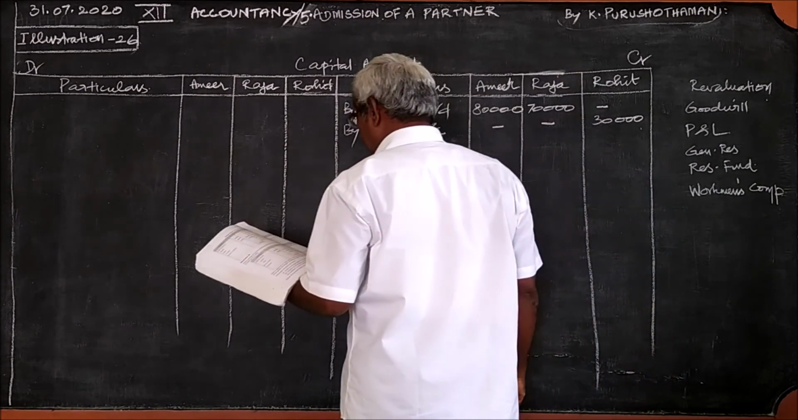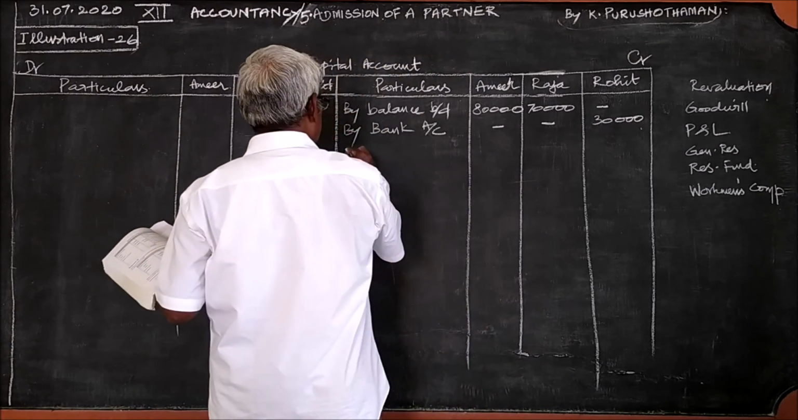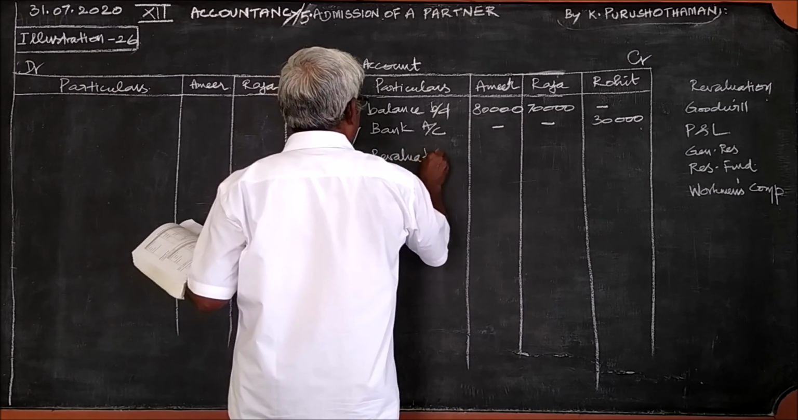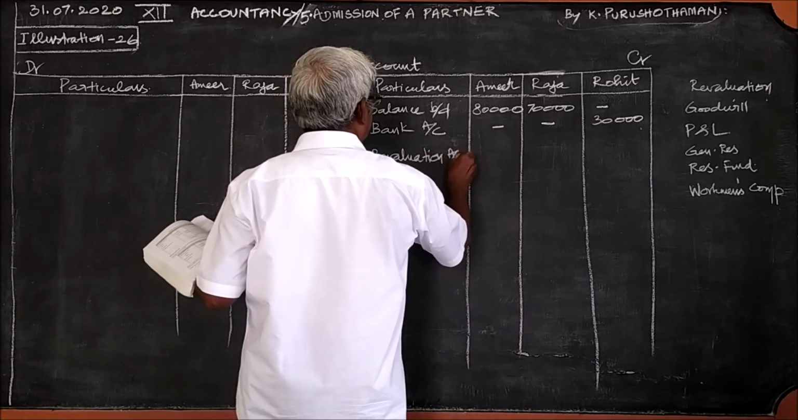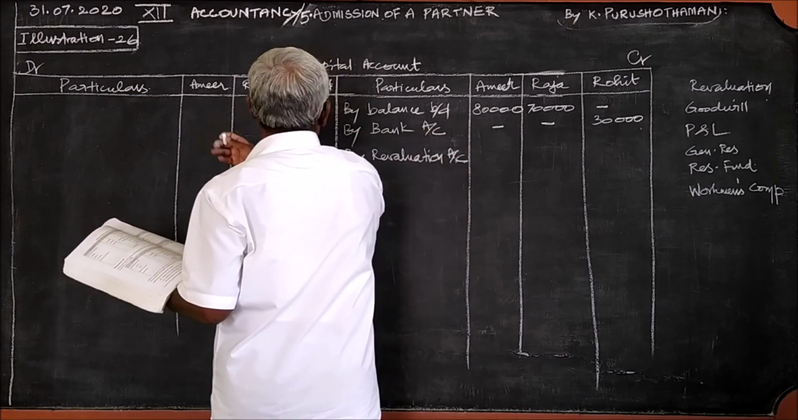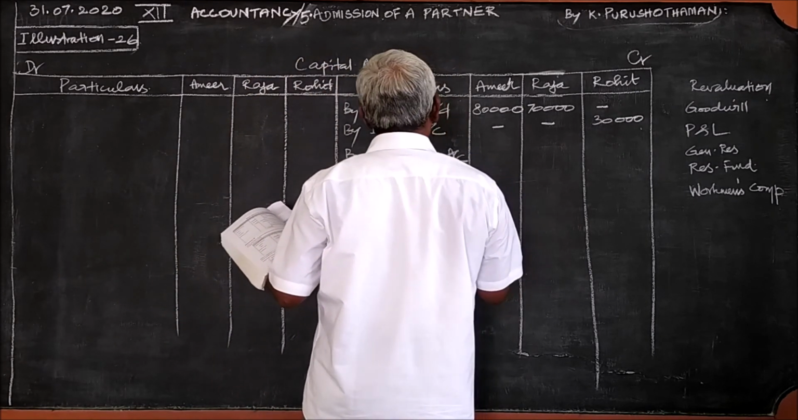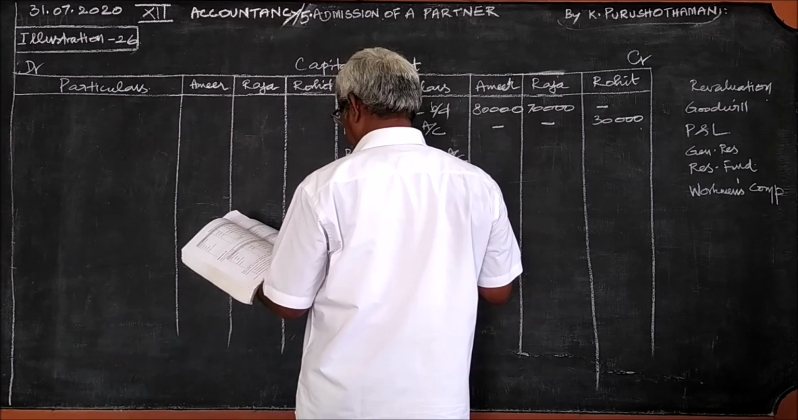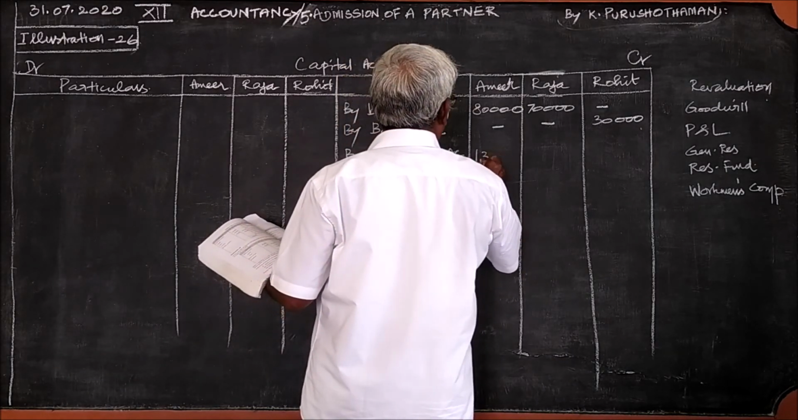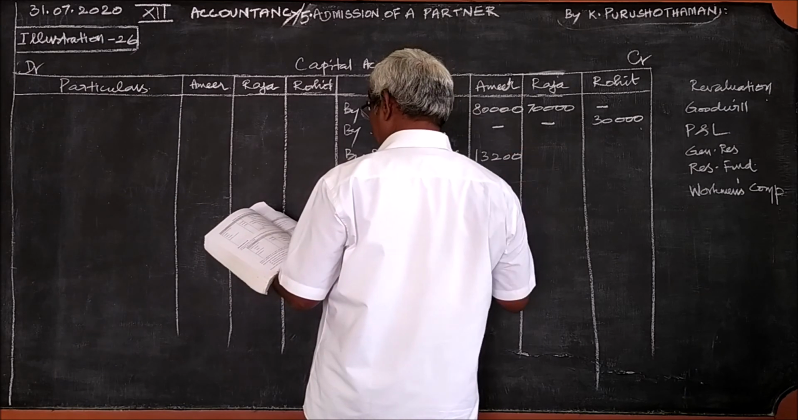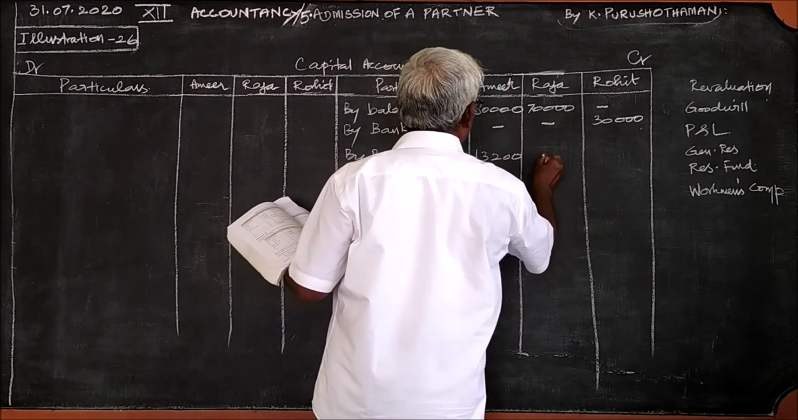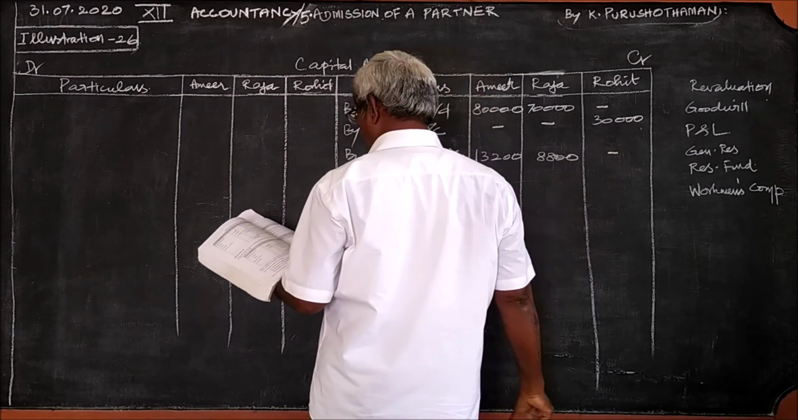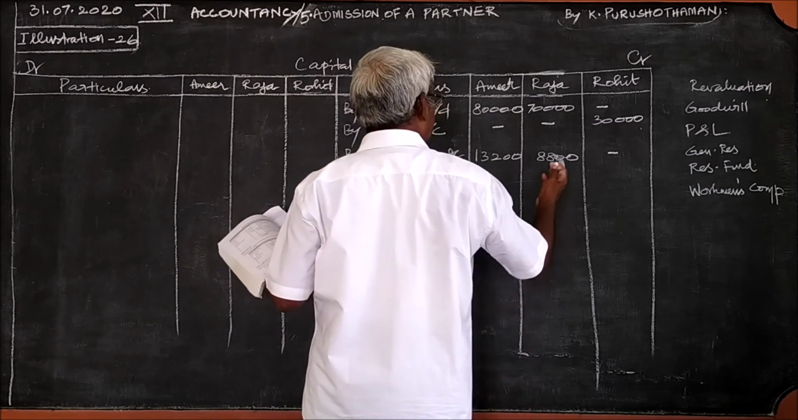So, what is revaluation? By revaluation account, since there is excess profit, we are writing it on the credit side. If there is any loss, we will write it on the debit side. In this revaluation account, we have already calculated the amounts, 13,200 and 8,800.